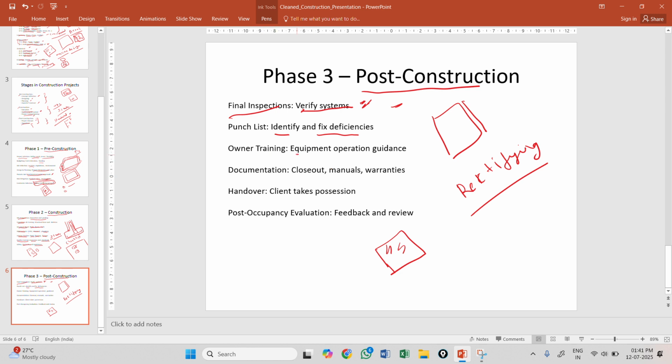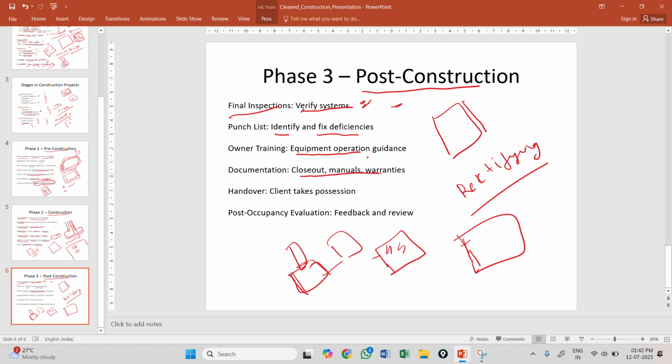Owner training, equipment or operation guidance. What happens sometimes is, we fix a rainwater harvesting system or something like that, and the client won't know how to use it. Or if we have given some tank, and he doesn't know where the water comes from. Whatever the work you have done on the site, you need to explain to him how it is going to be used, where the switches are, where the main switch is, everything should be given.